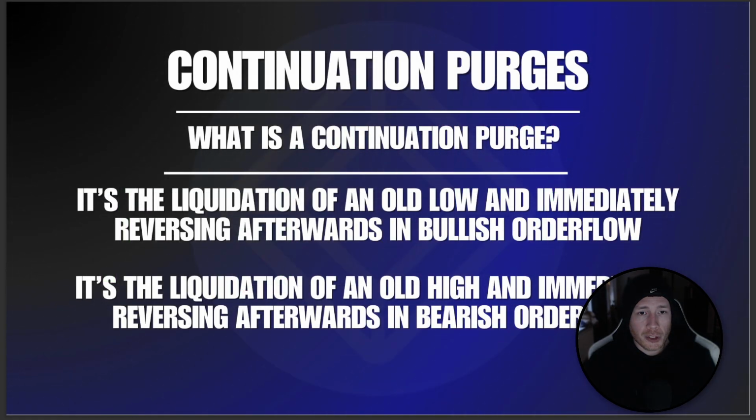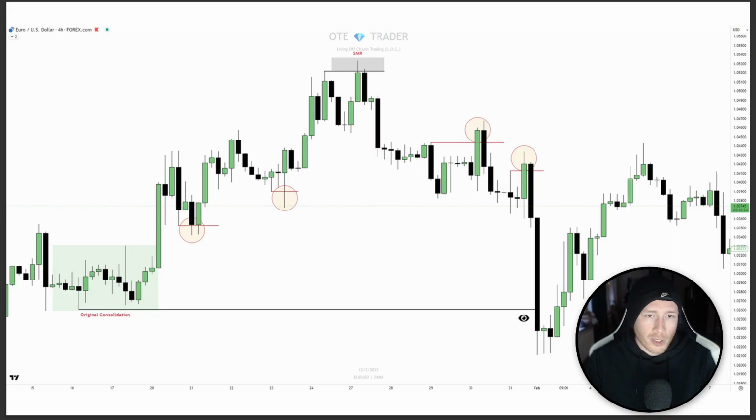Now let's talk continuation purges. What is a continuation purge? It's the liquidation of an old low and then price action immediately reverses afterwards in bullish order flow. And in bearish order flow is the liquidation of an old high and then it immediately reverses afterwards. So over here we've got a couple examples.